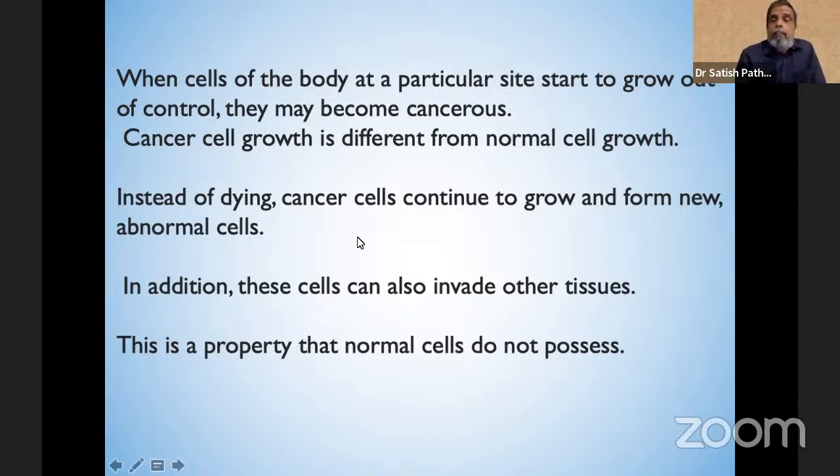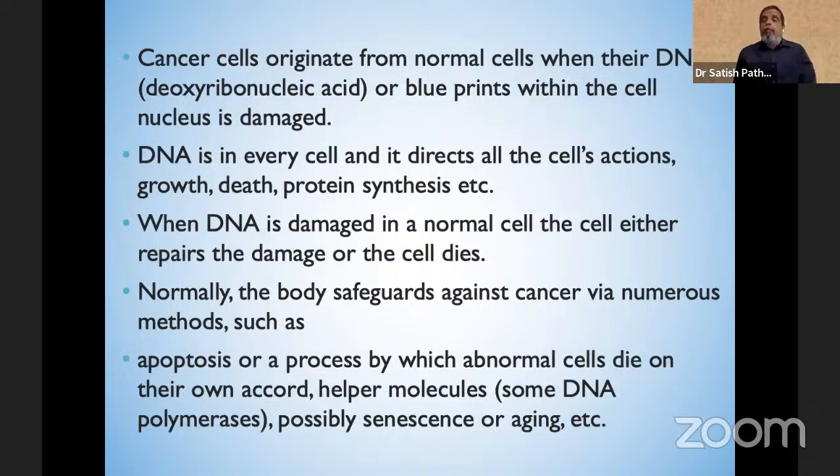So this is the difference between the cancer cell and the normal cell. In addition, these cells can also invade other tissues. So suppose this part is affected, they will grow and go to the surrounding part also. This is a property that a normal cell does not possess. So what are the differences between the normal cell and the cancerous cell? A normal cell, if it divides into two and one of the cells is abnormal, has the ability to kill that cell. While in a cancer cell, the ability to kill that abnormal cell is not there. Second, the normal cell will not encroach on the surrounding tissue, but the cancerous cell will encroach on the surrounding tissue. This is the proper difference between the cancer cell and the normal cell.